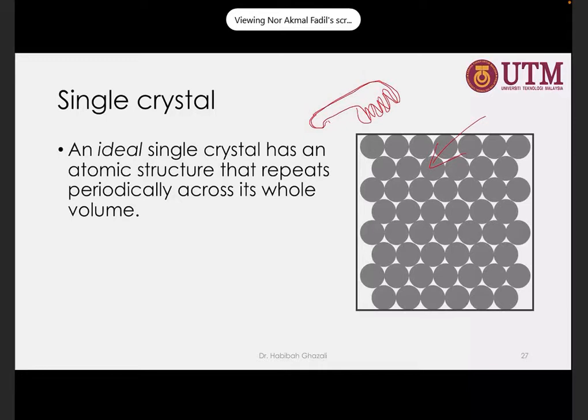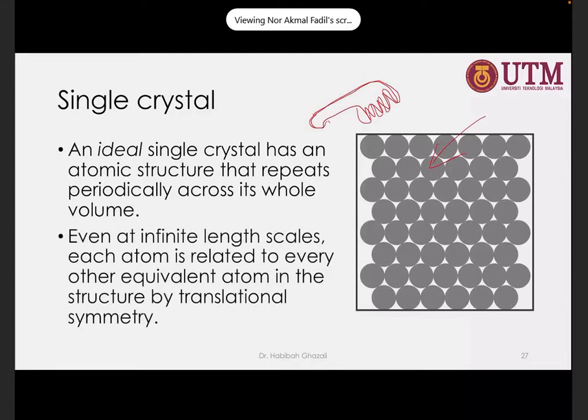If it is BCC, continuously throughout its whole volume, at infinite length scale. Imagine at the scale of an atom. So even if the length is 10 cm, it is considered infinite because it is so long for the scale of atoms. And there is no discontinuity for the whole volume of the particular component. Okay, this is a single crystal.